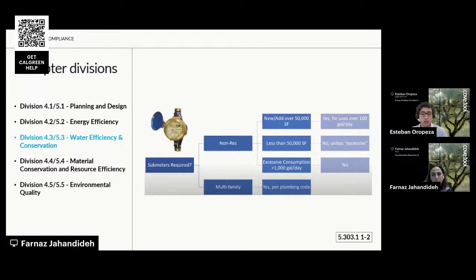This could be something like a building with multiple tenants. If there's a use like a restaurant, then you probably need submeters. And for multifamily, all units must be submetered according to the plumbing design.